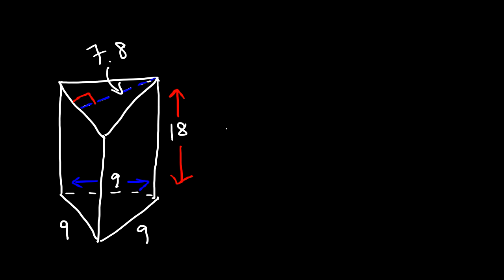So let's start with the volume. We have the length. We also have all three sides of the triangle. And this is the height of the triangle. So if that's the height, then this portion must be the base. And the base is 9. So this is basically an equilateral triangle because all three sides are equal.